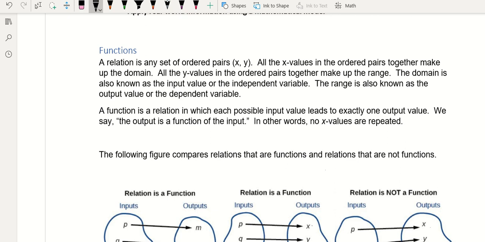But just remember that if you're dealing with a function, every possible input leads to only exactly one output value. So for every one x value, there should be one y value. The output is a function of the input. So in other words, there are no x values that are going to be repeated.